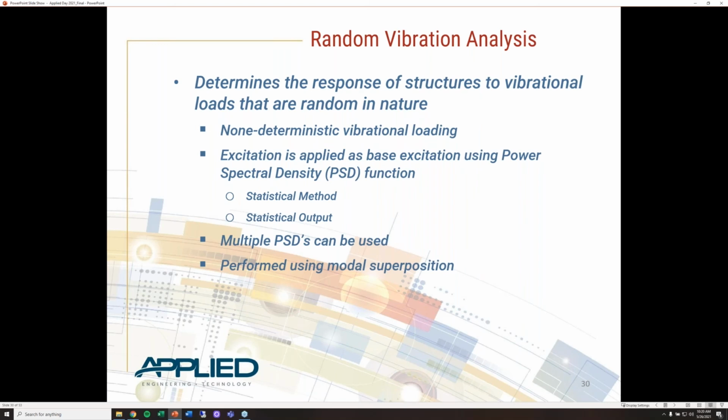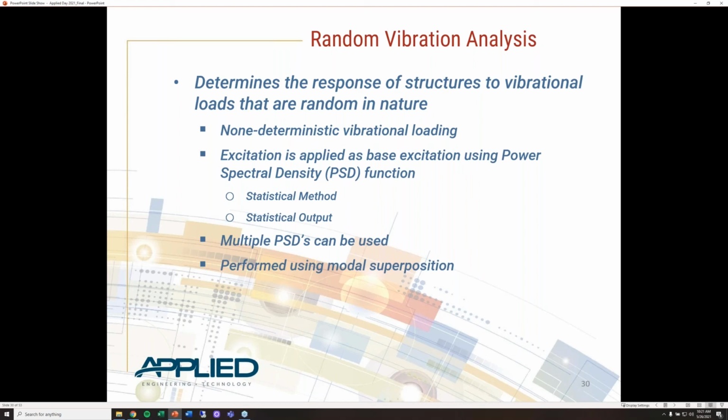Next, we'll briefly talk about random vibration analysis. This type of analysis determines the response of a structure due to vibrational loads that are random in nature. Random in nature means they're non-deterministic vibrational loading. An example would be if we attached an accelerometer to a truck and drove it around. Every time we ran that test, we would get a different set of accelerometer data. We'd never get the same exact set, so it's non-deterministic in nature.